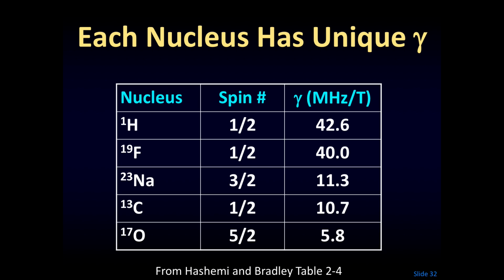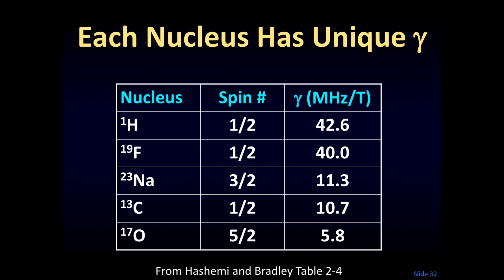So if you're on a 1 Tesla scanner and you want to do MRI of hydrogen, you send radio frequency waves at 42.6 megahertz. If you want to, at 1 Tesla, image fluorine, you send radio frequency waves at 40 megahertz. So if you do radio frequency waves at 40 megahertz, you'll do fluorine MRI. If you do it at 42.6 megahertz, you'll do hydrogen MRI.